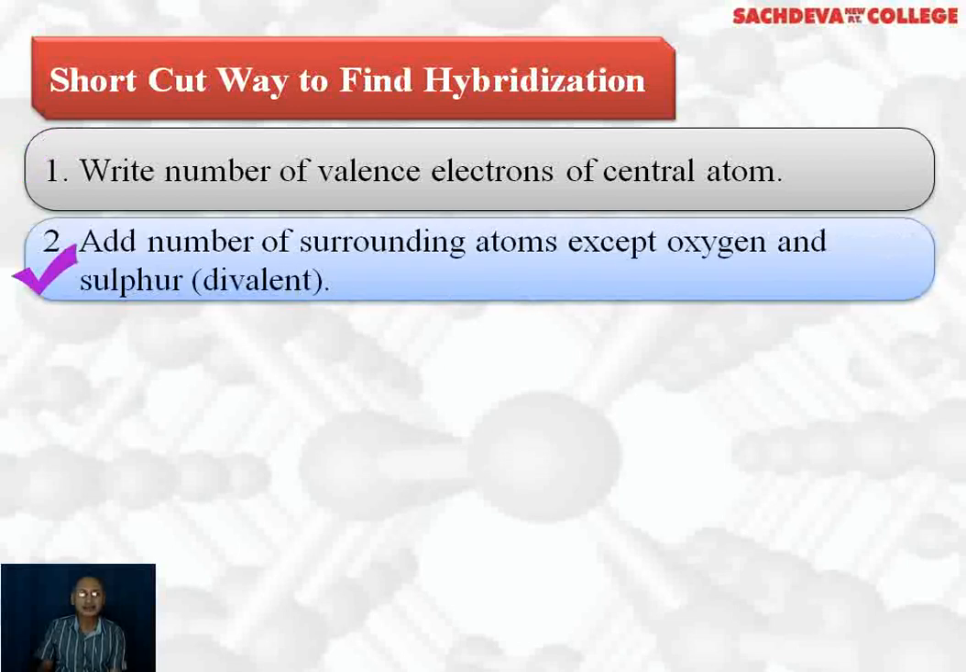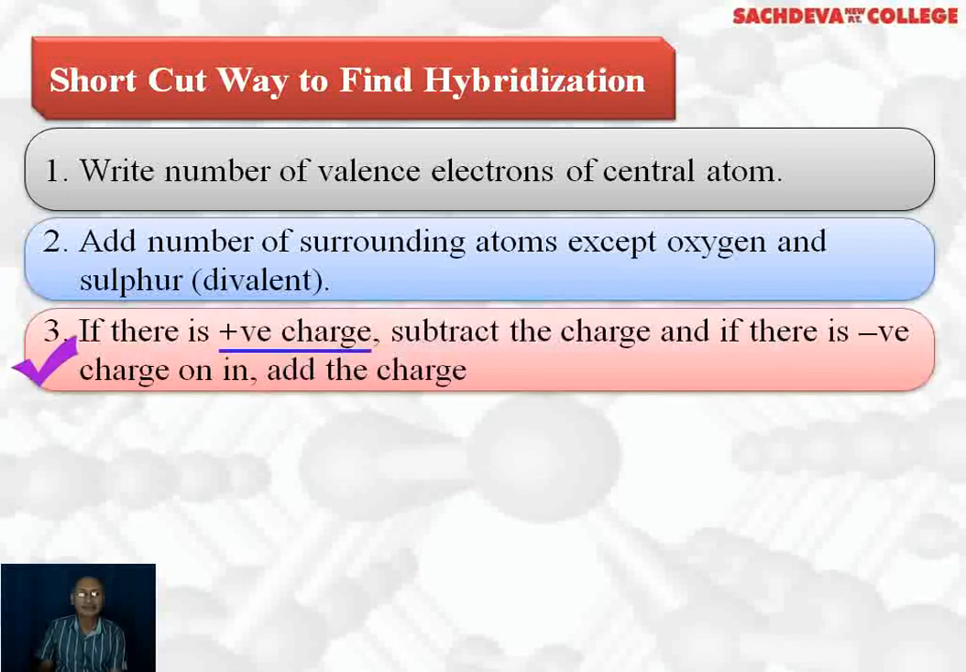Add the number of surrounding atoms, except oxygen and sulfur. The central atom forms bonds with these atoms, and these atoms are called surrounding atoms. Here you have to add all the surrounding atoms, but not oxygen and sulfur, which are divalent.